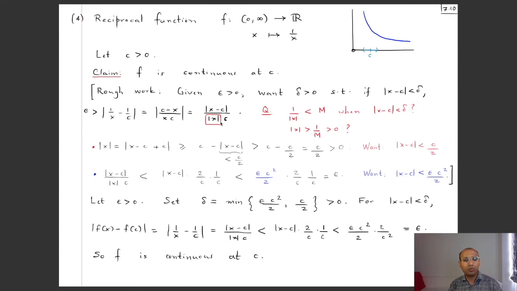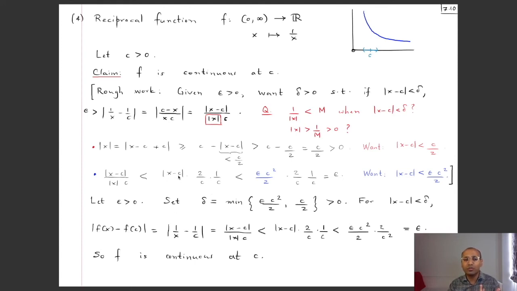Well, this overall combination is less than |x − C|, and 1/|x| I have just bounded. That is less than, okay, |x| is strictly bigger than C/2, so 1/|x| is less than 2/C, right? And 1/C I don't change at all. So I have that this combination is less than |x − C| times 2/C times 1/C, and I want to make this whole combination smaller than epsilon.